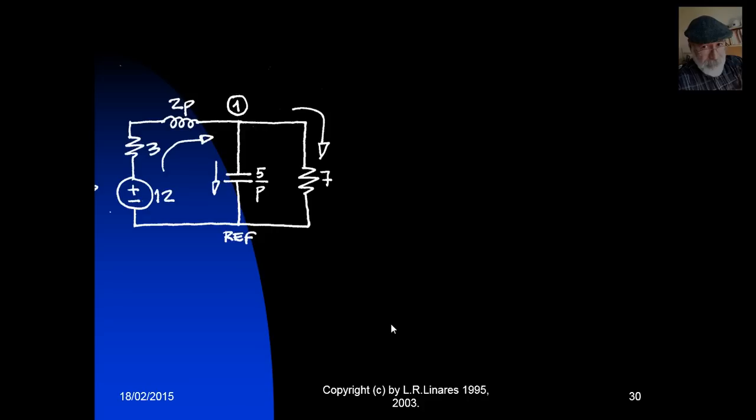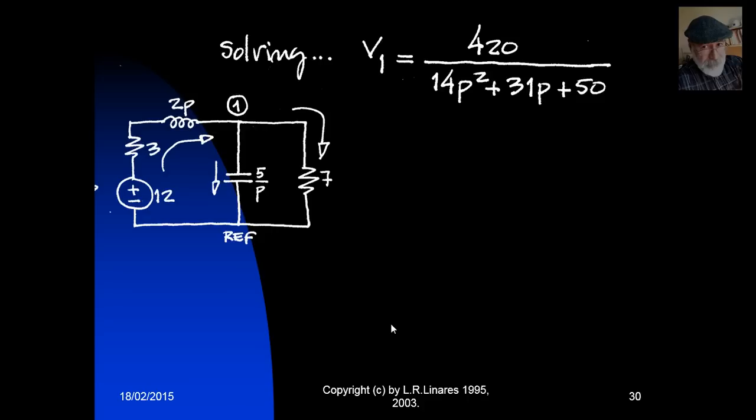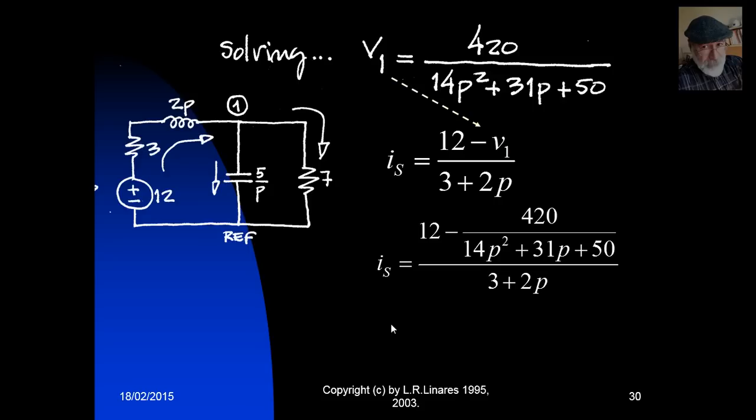But let's say that in that same circuit, we are told after finding V1, no, what I want is not a differential equation for V1. What I want is a differential equation for the current in the source. Well, if I have V1 already expressed like that, I say the current in the source is just 12 volts minus V1 divided by 3 plus 2p, right? And I have V1 in the calculator, so substitute, simplify, and I get my equation.